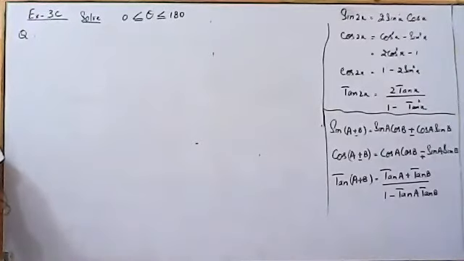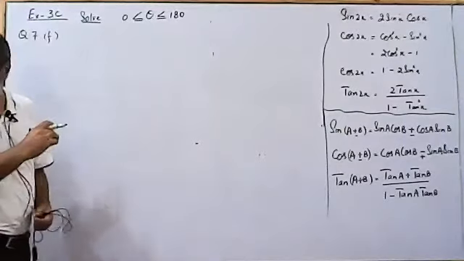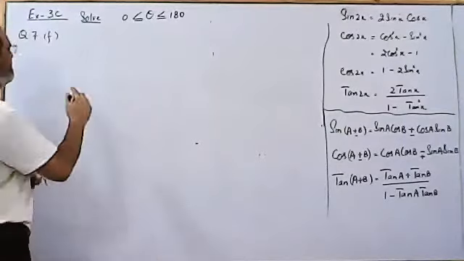Same question, 7F part I'm going to do for you. Question 7F part I says solve cot 2 theta plus cot theta is equal to 3.